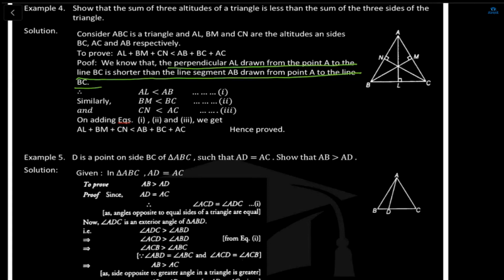So the shortest, the minimum, will be the altitude, or the perpendicular distance drawn. Okay, so that will be AL, from all the three sides.